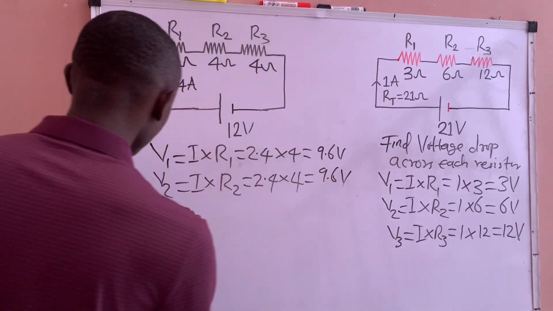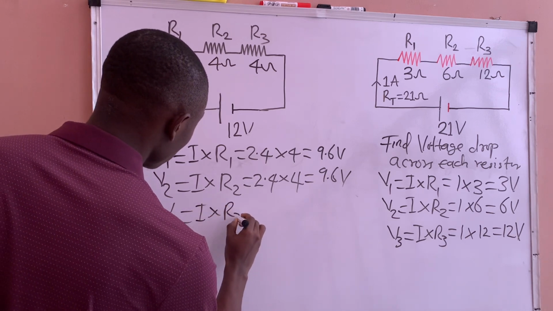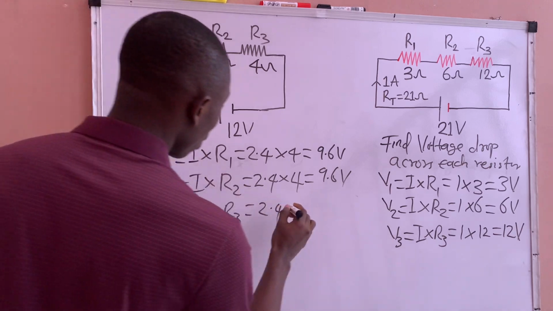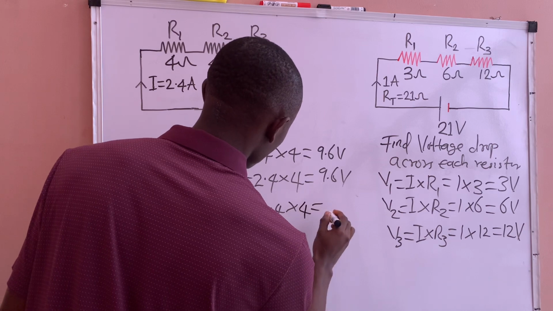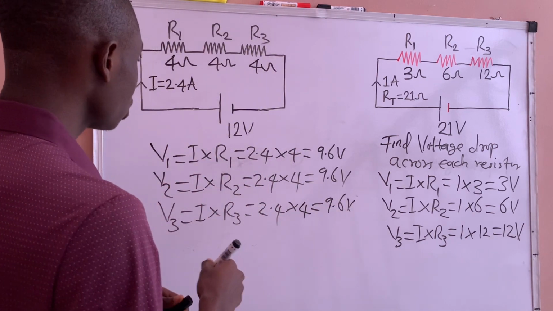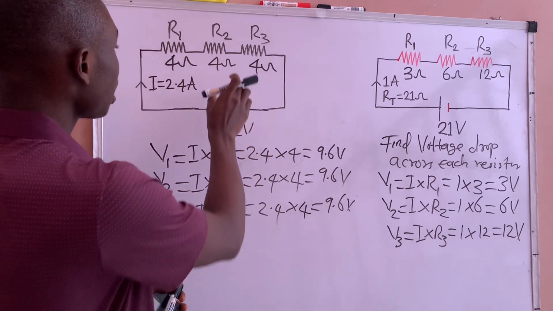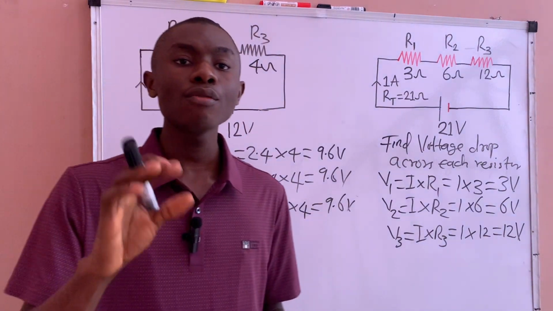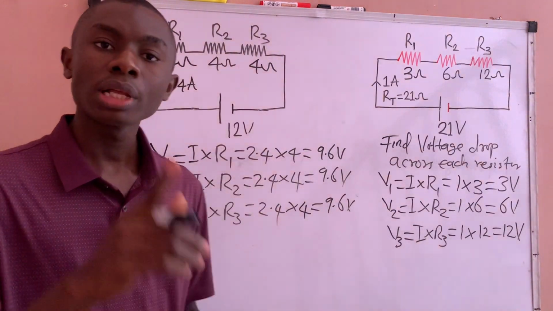It will still give us 9.6 volts. And the voltage that we drop across R3 will be V3, which is I multiplied by R3, which will be 2.4, because the circuit current is 2.4, multiplied by the value of the resistor, which is 4 ohms, which will give us 9.6. If you can notice here, the values of the voltage drop across the individual resistors are the same, because the resistance value of each of the resistors is the same. That is the only reason why the same amount of voltage will drop across each of these resistors.